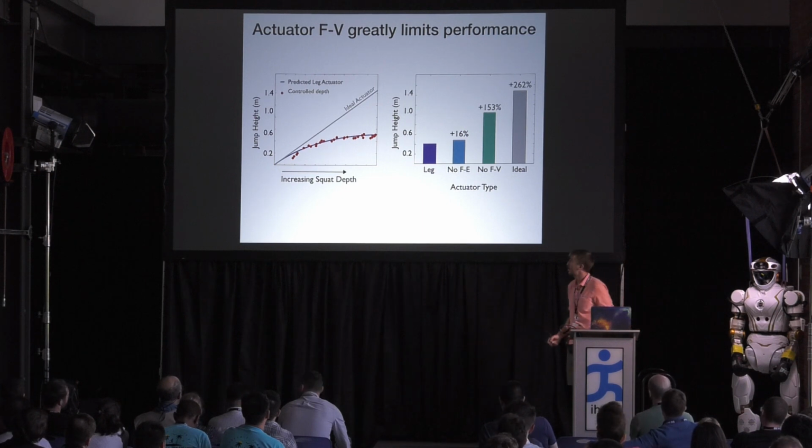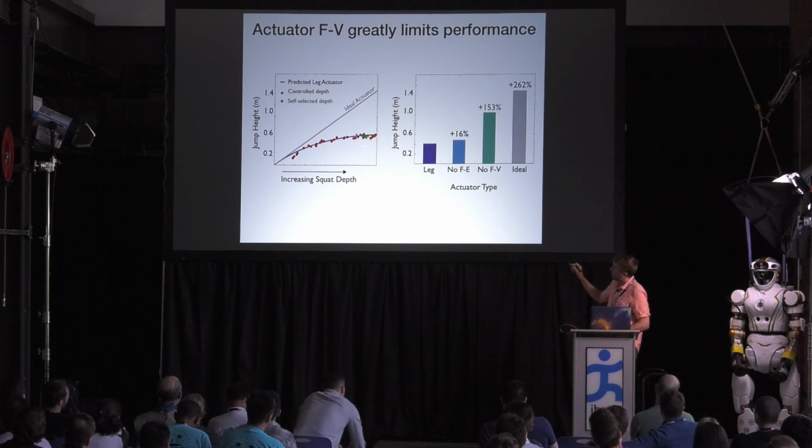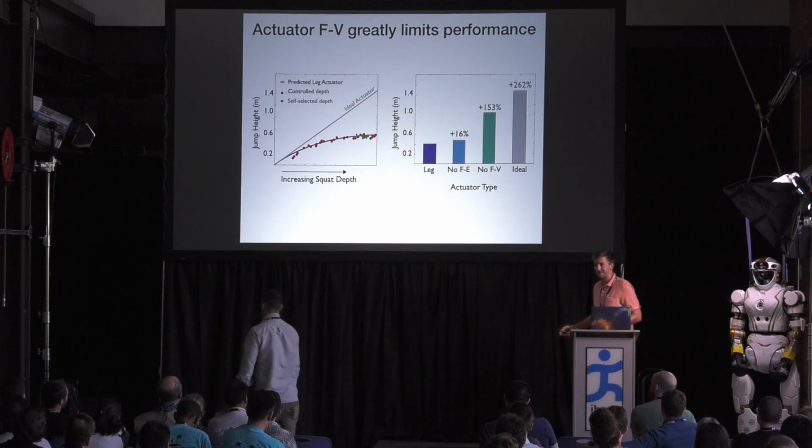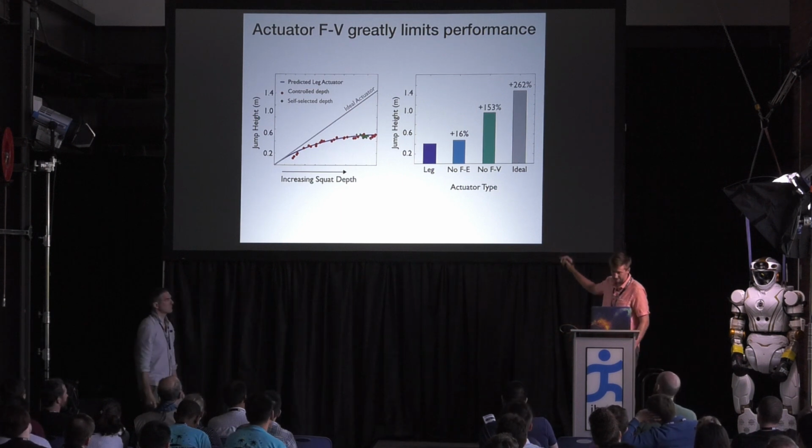Finally, looking at the experimental data with the self-selected conditions, we see that people choose a strategy that optimizes the characteristics of their actuator. So they're jumping at the optimal here.